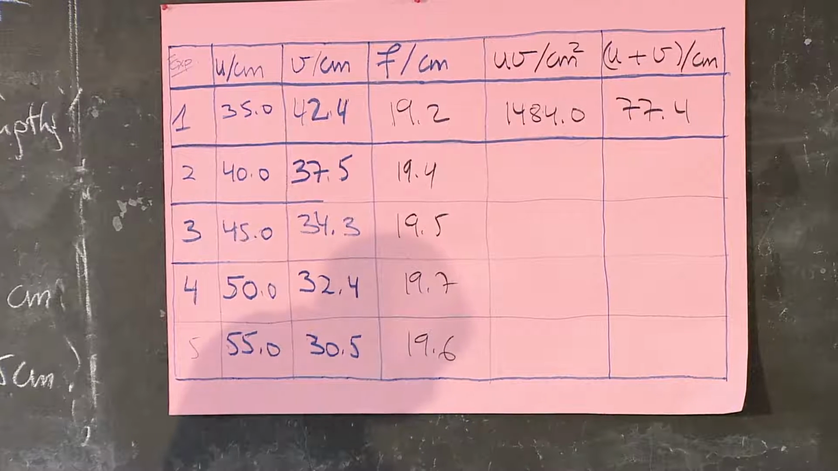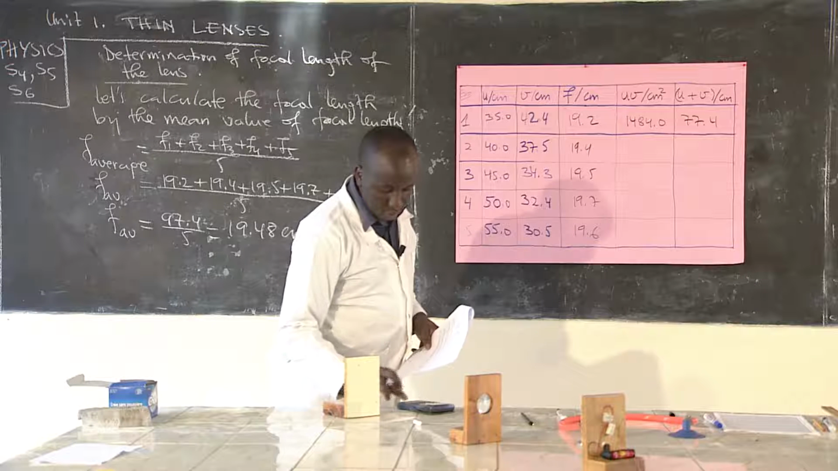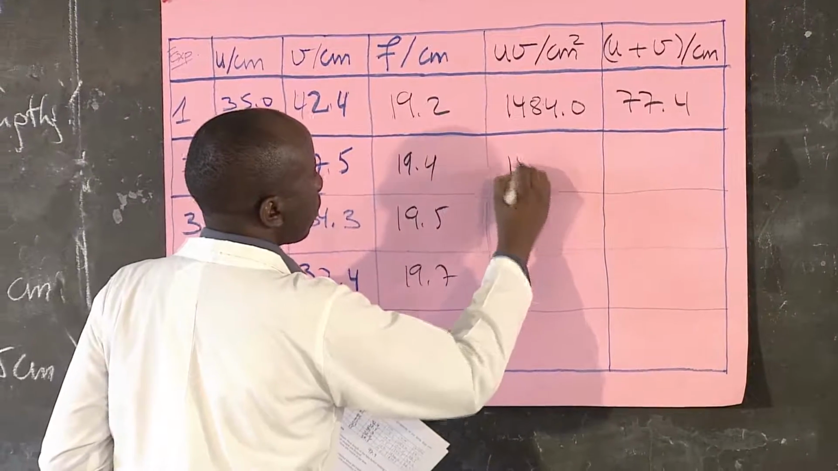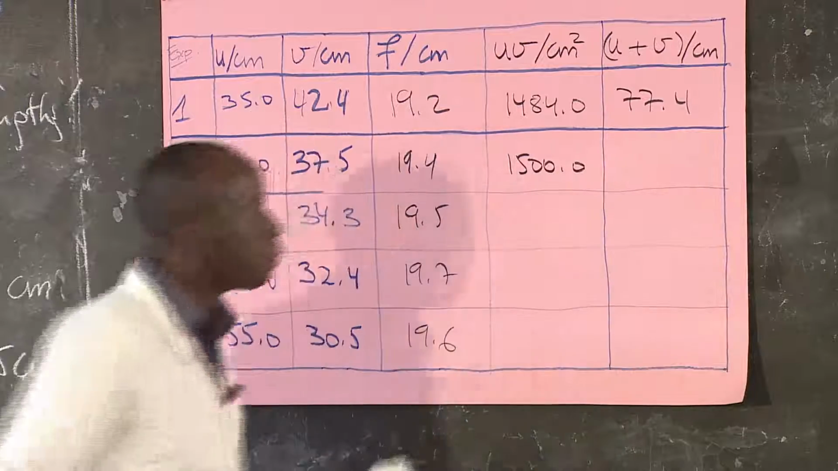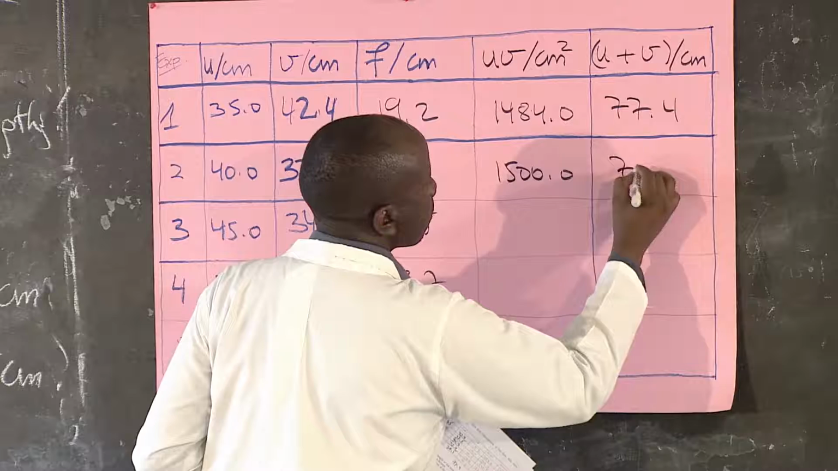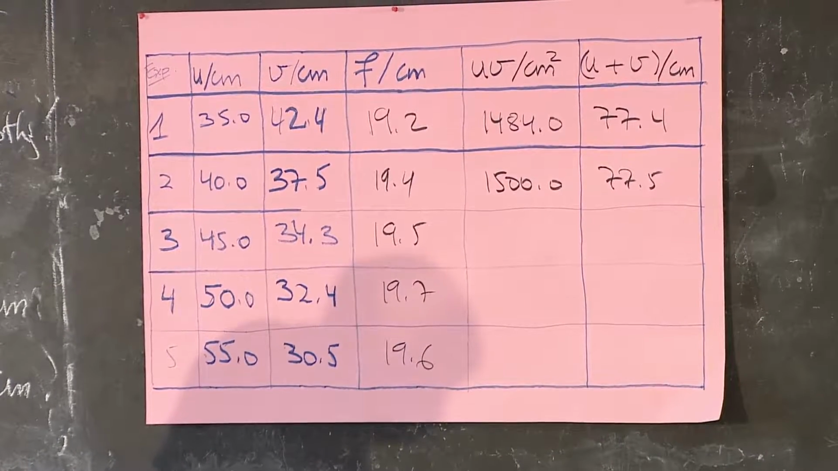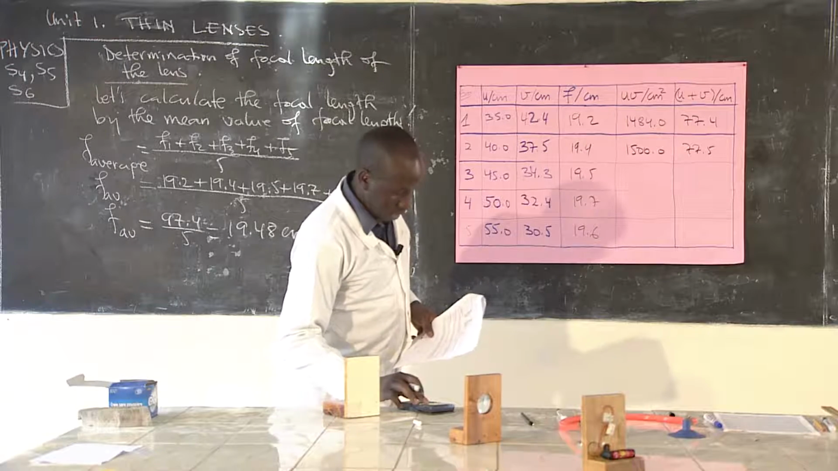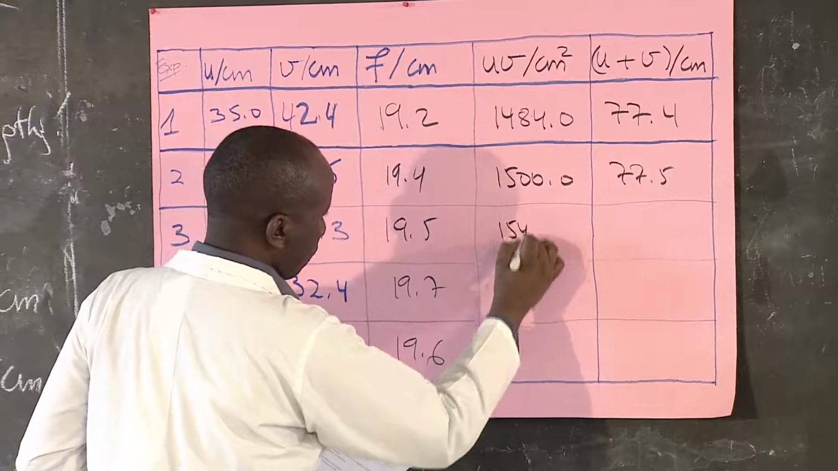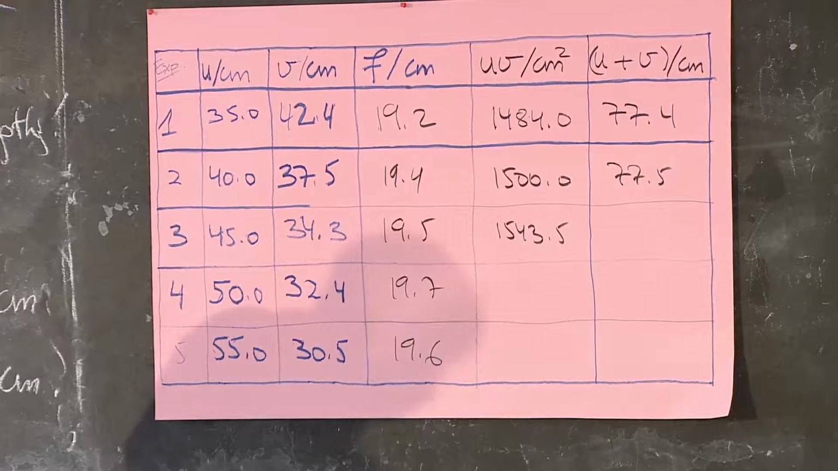So we have this data, that is 40 times 37.5, equals to 1500.0, and then the sum is 77.5. And then next we have to take this 45 times that one, equals to 1543.5, and the sum will be equal to 79.5.